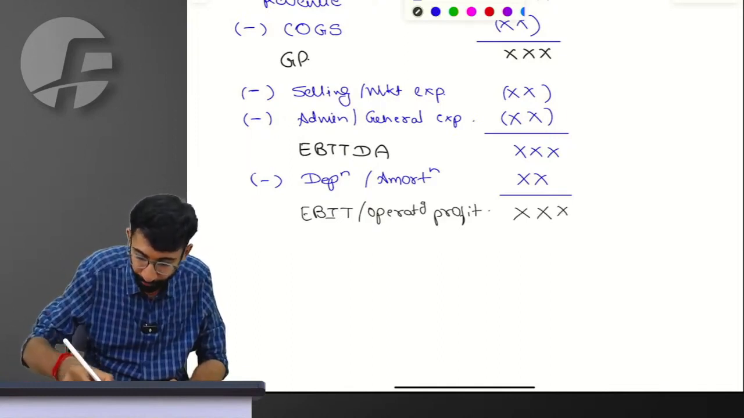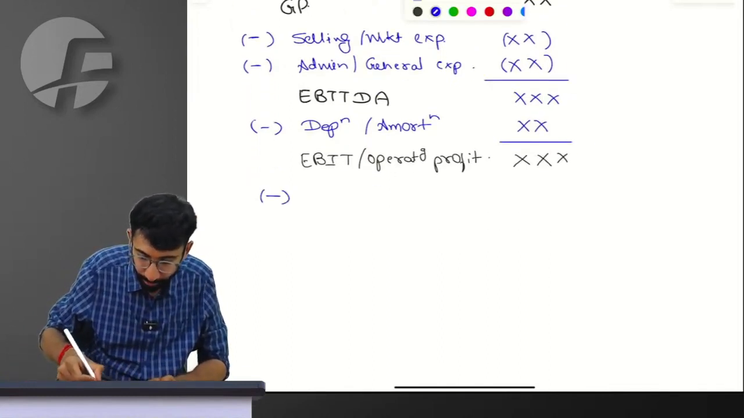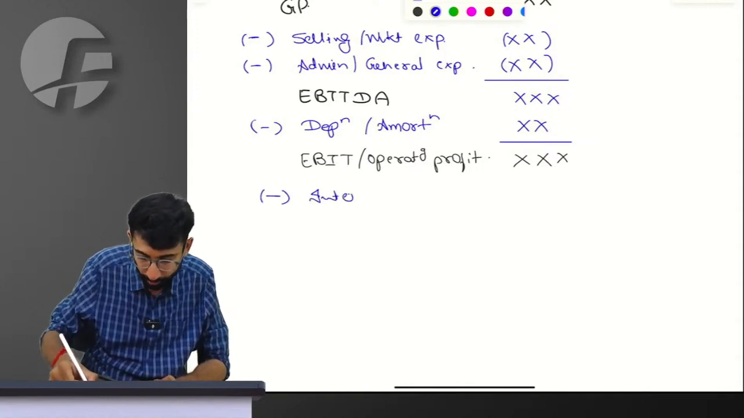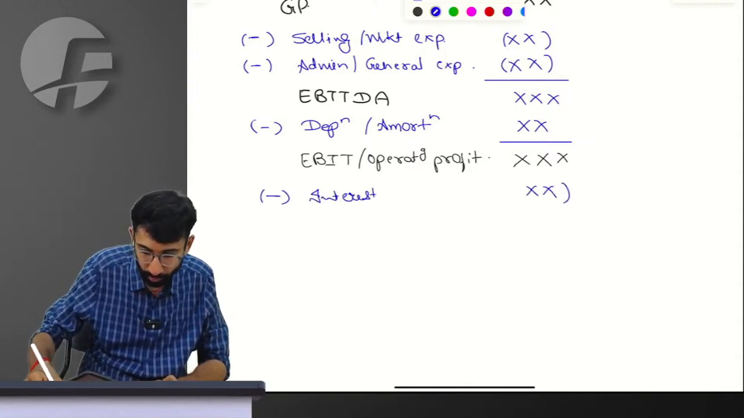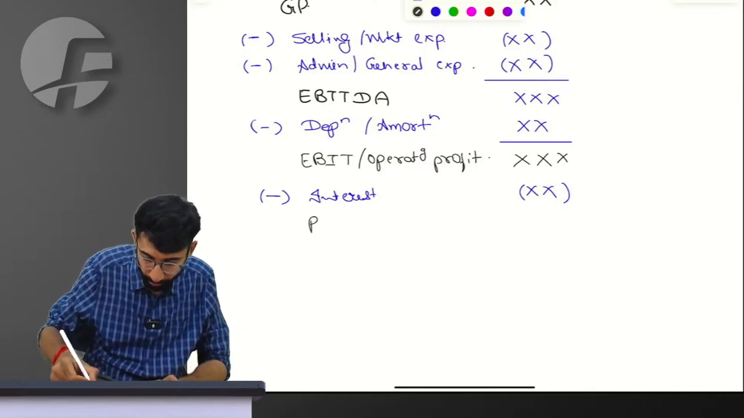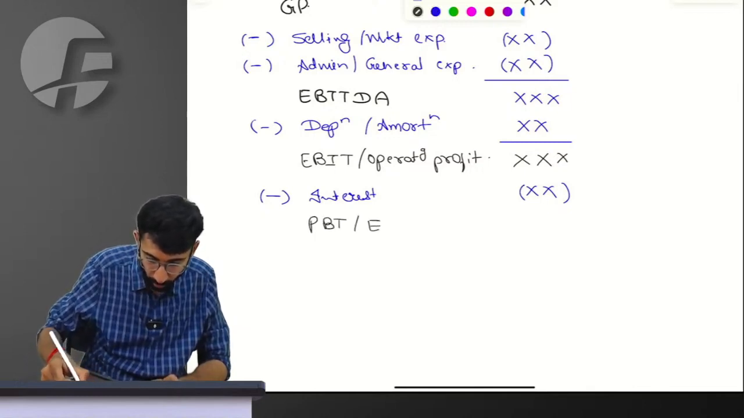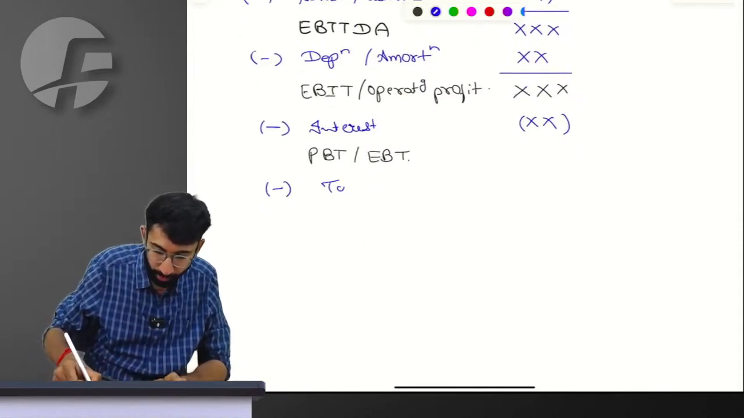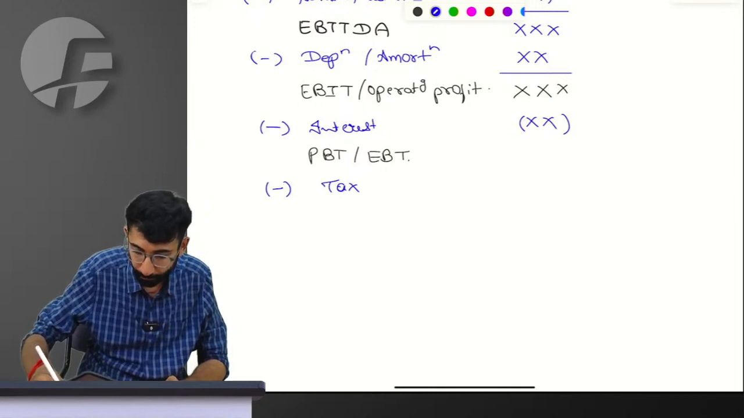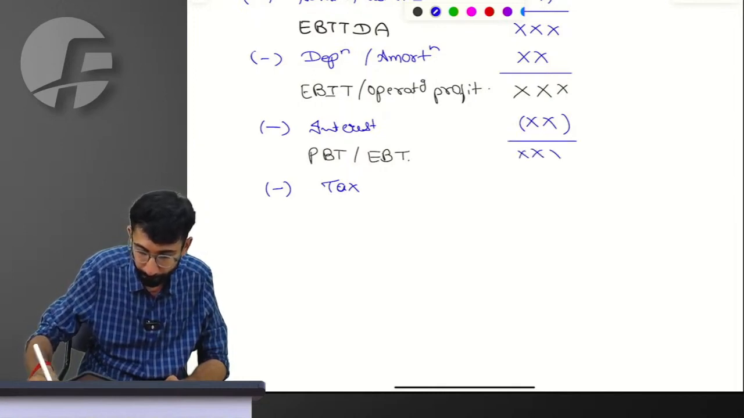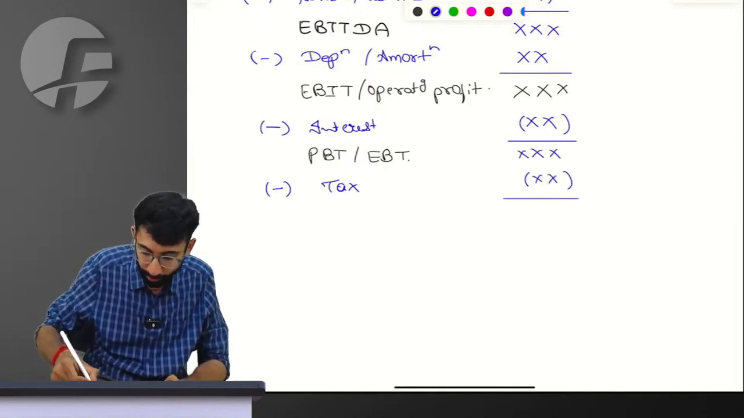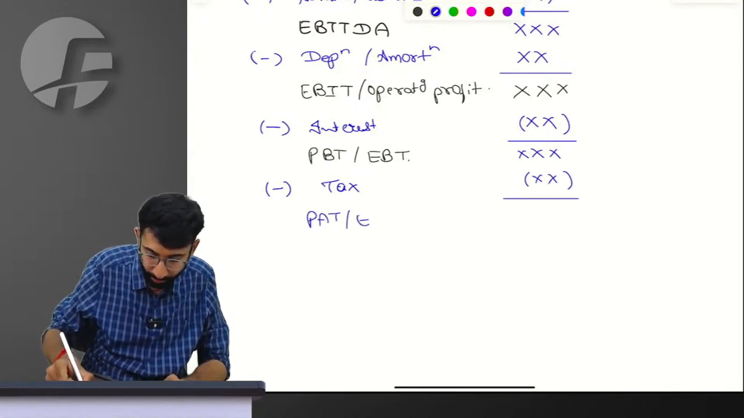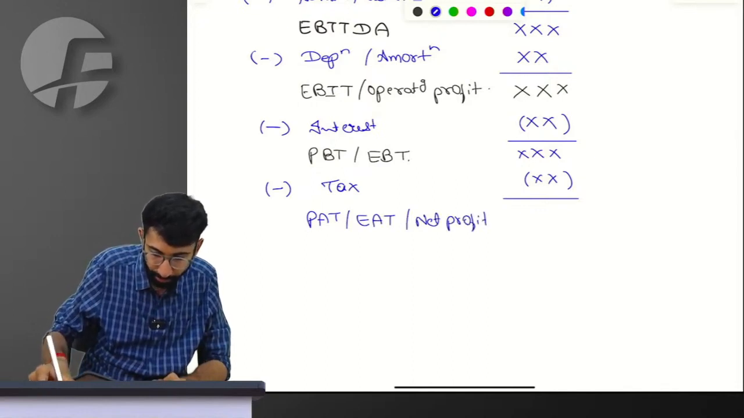Everyone in the class, what is EBIT also called as? Operating profit. From this operating profit, from this EBIT, the next thing obviously you deduct is interest, which means what you get is profit before tax, also called as earnings before tax. Obviously, from this, if you deduct tax, what you get is profit after tax, earnings after tax, also called as net profit.